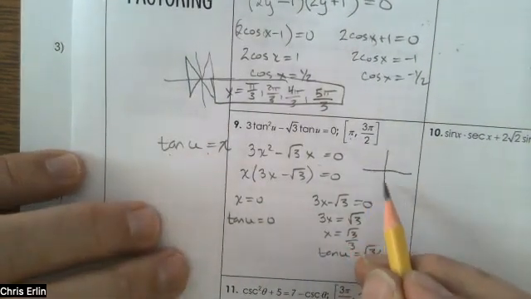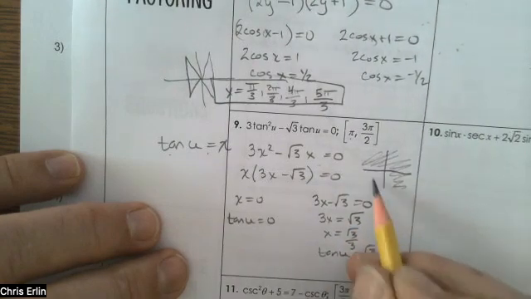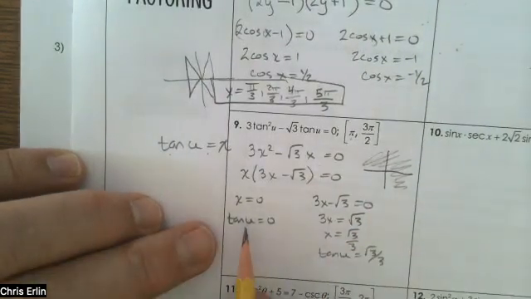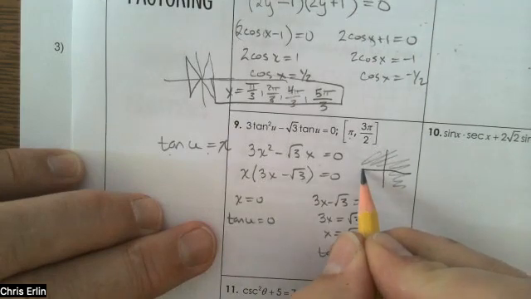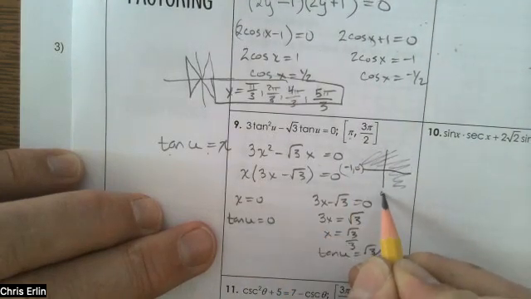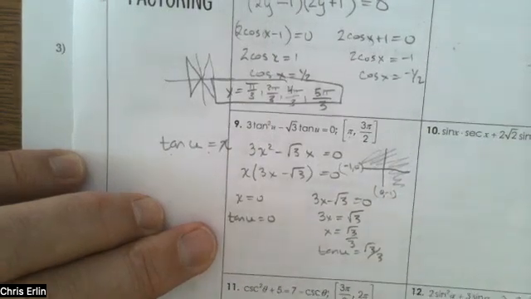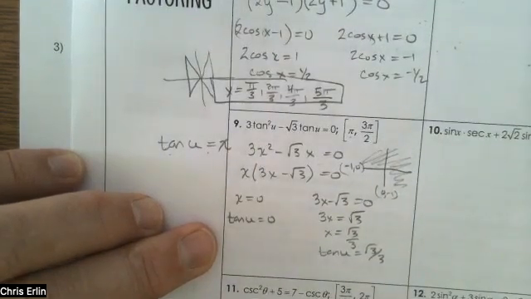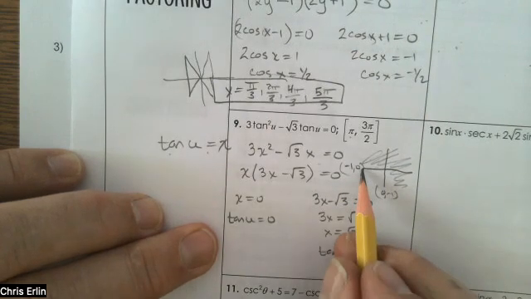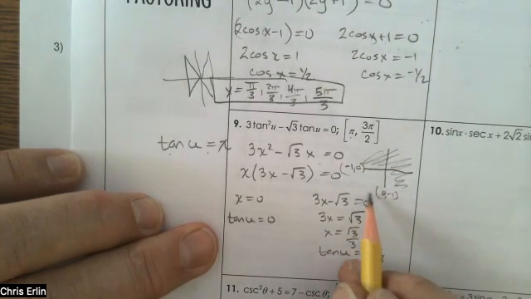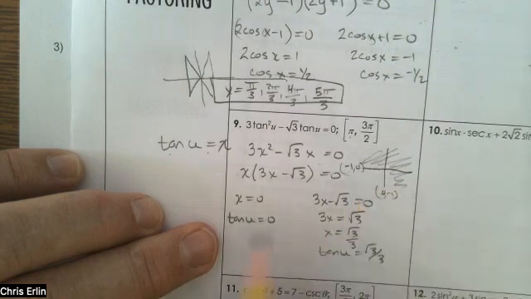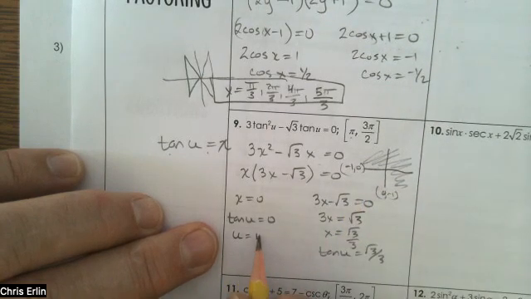So here's pi, here's 3 pi over 2. So I'm not looking at those. I'm only looking in here. Where's the tangent 0? This is -1 comma 0. This is 0 comma -1. Which one gives a tangent of 0? Pi or 3 pi over 2? Good, because it's y over x. So that means u is equal to pi.